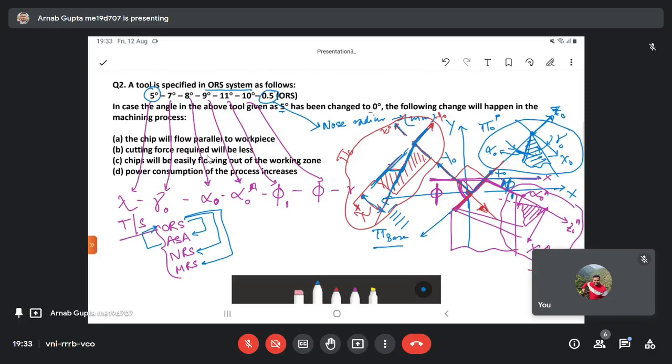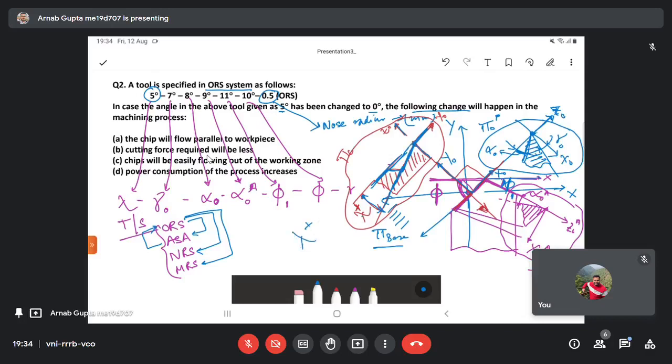If it is being changed to 0 degrees, then the following change will happen in the machining process. So what are the options given? The chip will flow perpendicular to the workpiece. Cutting force required will be less. Okay, so what is the purpose of giving this lambda? Anyone? Why do we prefer to give a positive value? See, this will also act as a rake angle.